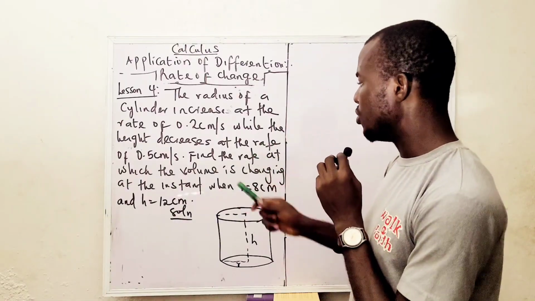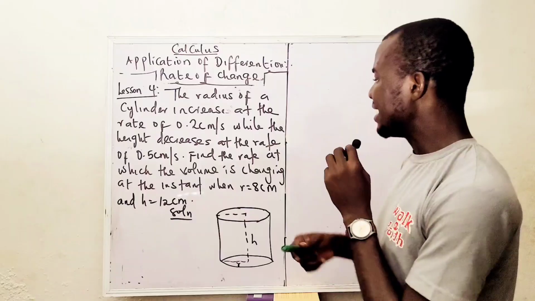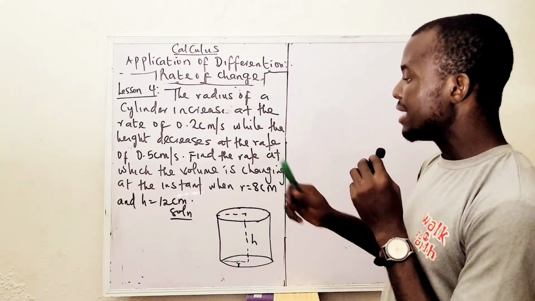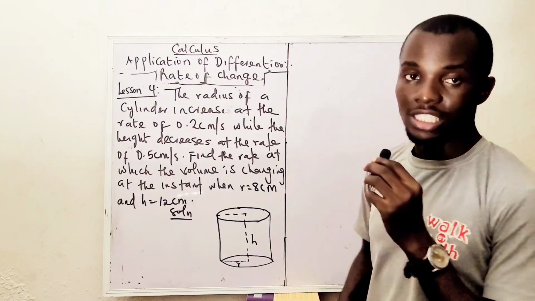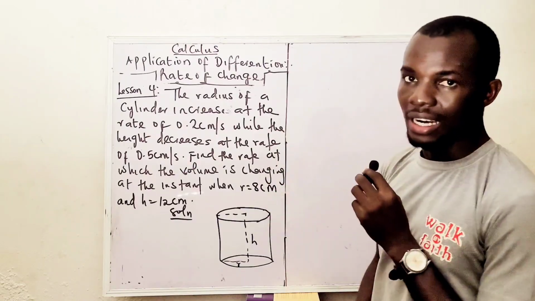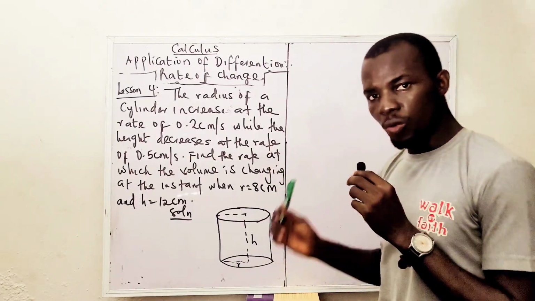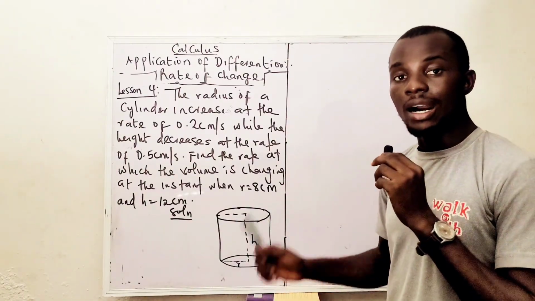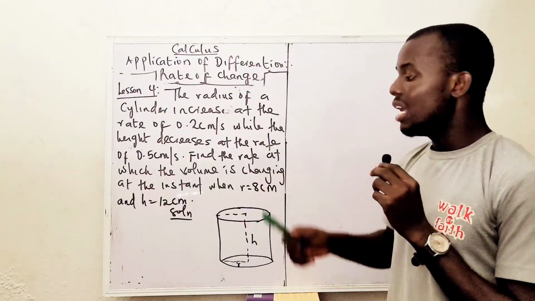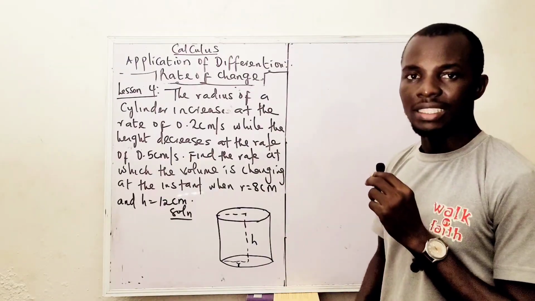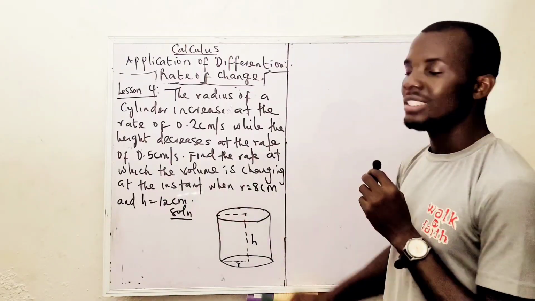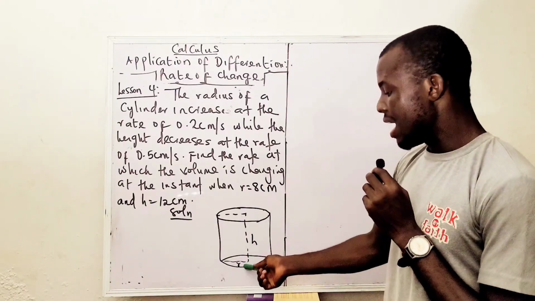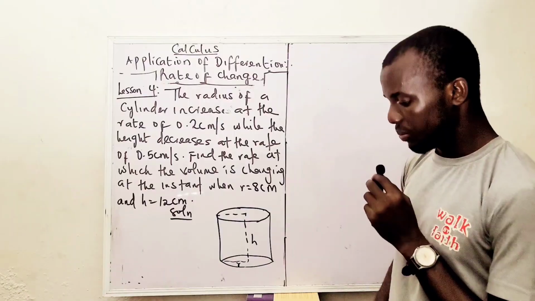Find the rate at which the volume is changing at the instant when r, the radius, is 8 centimeter and the height of the cylinder is 12 centimeter. Now, this is the cylinder I've drawn on the board. What you don't want to do is to label it 8 centimeter and the height 12 centimeter. That's because this is not the final height. Neither is this the final radius. Hence, it is appropriate to just keep it as r and h.